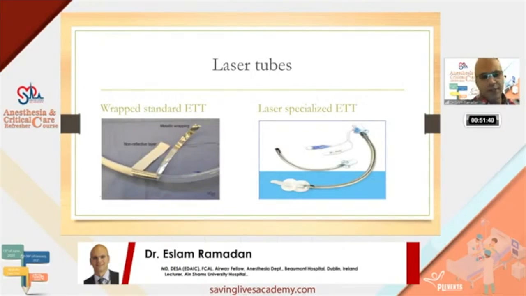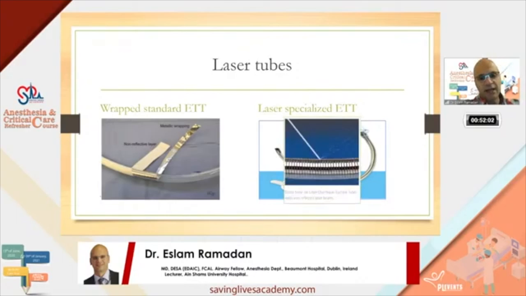Or if you are doing laser surgery, you can use either a wrapped standard LED tube, wrapped in foil, or a laser-specialized intratracheal tube. There are two types of tube: either without cuff for pediatrics or with two cuffs for adults. Sometimes you fill them with saline or methylene blue so that, in case any rupture happens, it is easy to detect early. The idea is to reflect the laser.